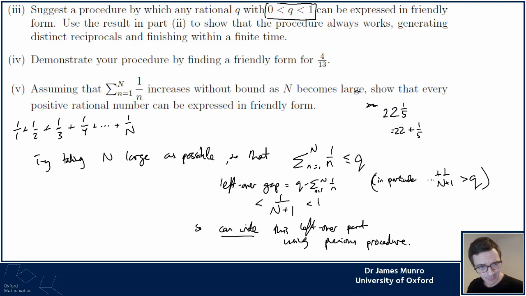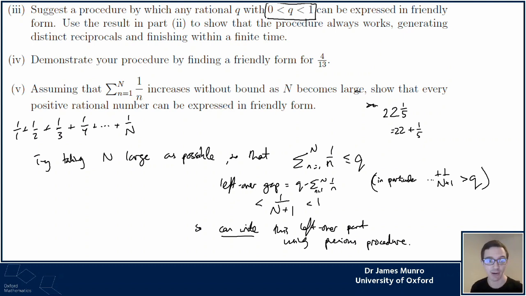Slightly worryingly, do I have to worry about repeating any fractions? I think no, because all of the previous fractions I've used are really large. All of the previous fractions I've used are bigger than 1 over m plus 1, and my gap is smaller than 1 over m plus 1. So I don't need to worry about any repeats.